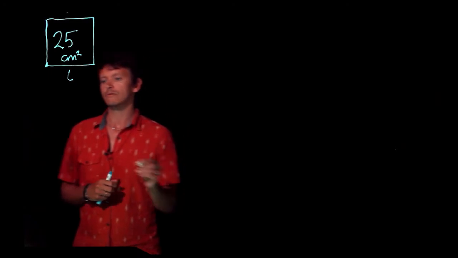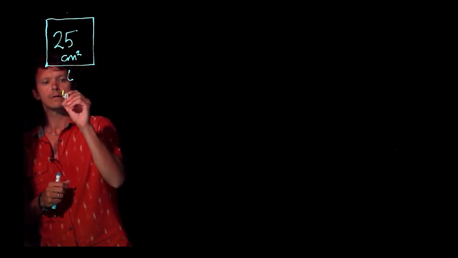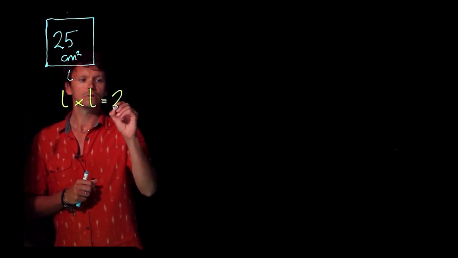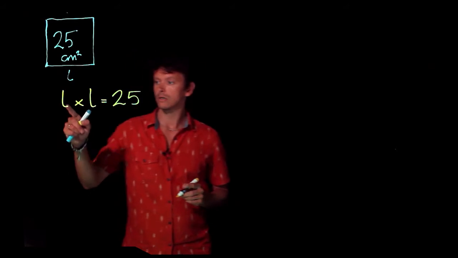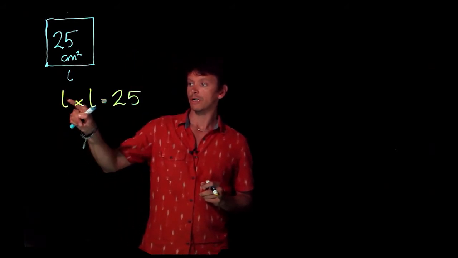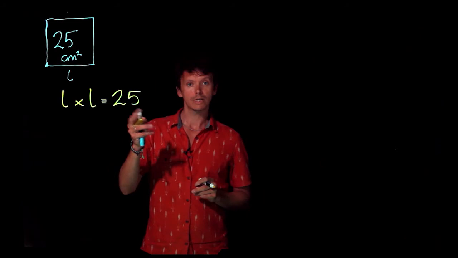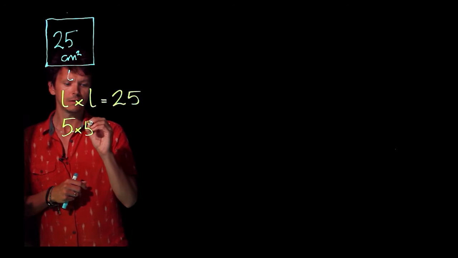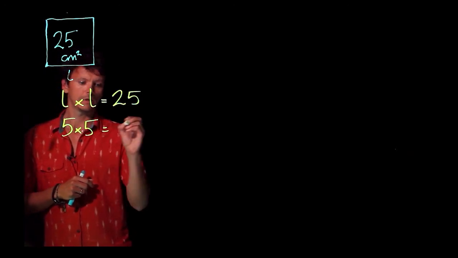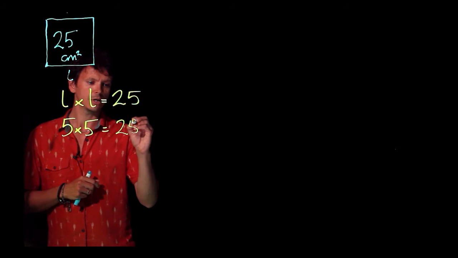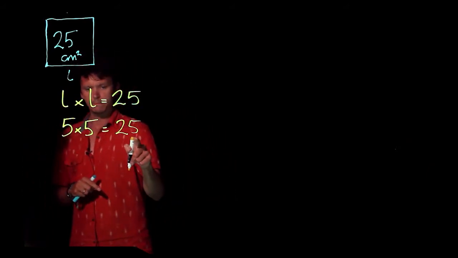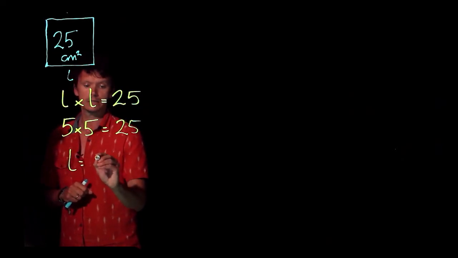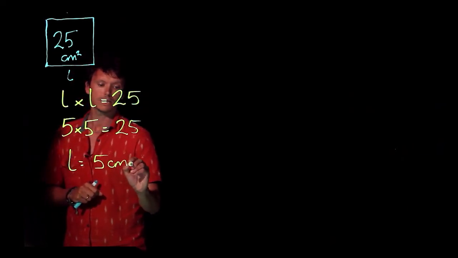Square roots means we're going in reverse. So, in this case, we know that L times L equals 25. The question is, what's the number L? We're looking for a number that if we multiply it by itself gives us 25. Well, that has to be 5, because 5 times 5 gives us our 25. And therefore our L, in this case, is 5 centimetres.